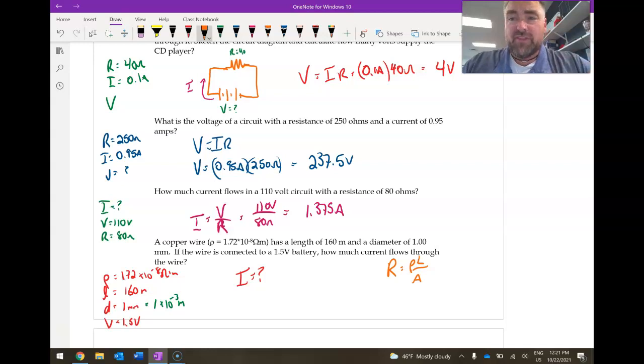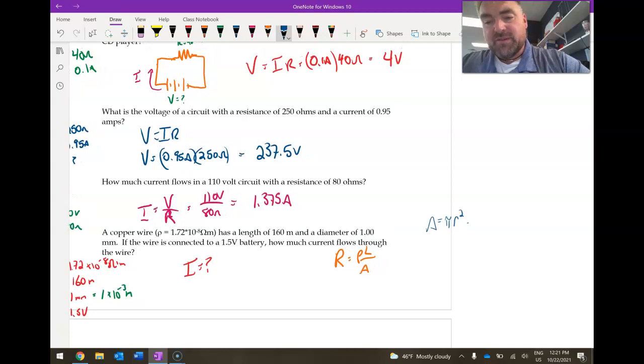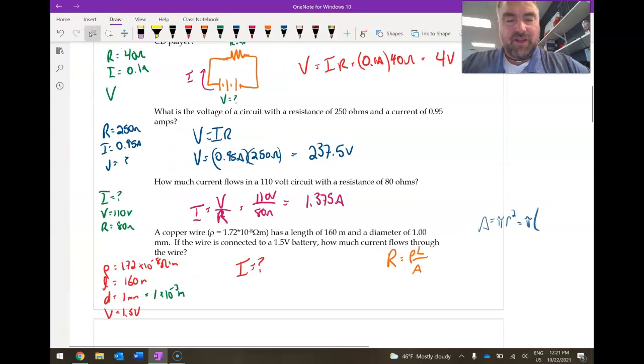And then A is for area, the cross-sectional area. You can make the bold assumption that all of our wires are going to be circular. So we need to find the area of a circle. Let's go find the area first. The area of my circle, if you don't remember this, that's okay, it's on your reference tables, is equal to pi times r squared. I've got diameter, not radius, so I'll just chop it in half. My radius is 1/2 of that, so it's 0.5 times 10 to the negative 3rd meters.